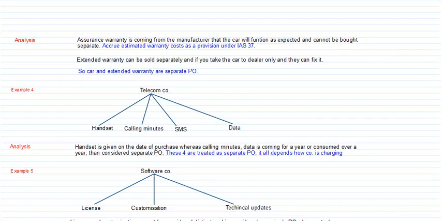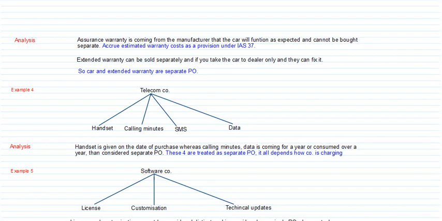Consider another example of a telecom service provider. I've already given this example, where Jio is selling a handset, calling minutes, SMS, and the data. So all these things are coming over different periods of time. For example, the handset is given on the date of purchase, but the calling minutes or the data or the SMS pack is coming over a period of time. So all four of these will be considered as separate performance obligations. It means it all depends on how the company is charging.